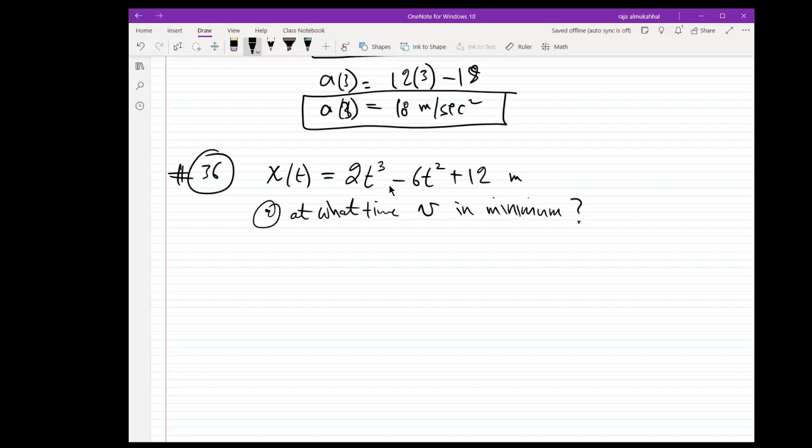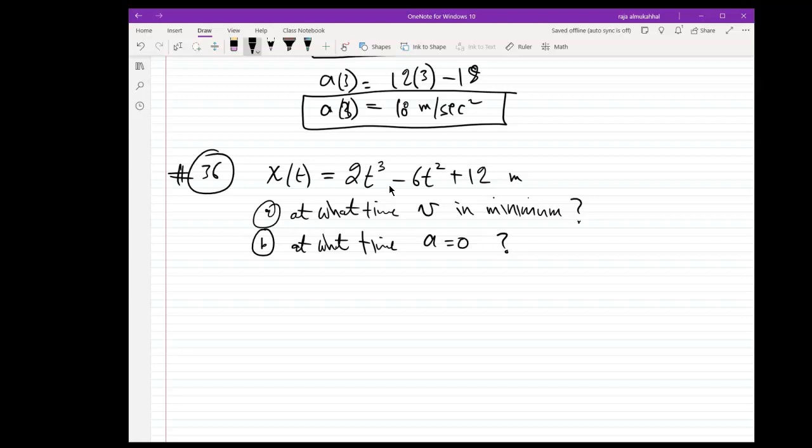Okay? And part B, I'll come back to it. Part B says, at what time is the acceleration 0? All right? Now, what makes this problem interesting for me is that it requires basic calculus for the first part. The second part is easy.